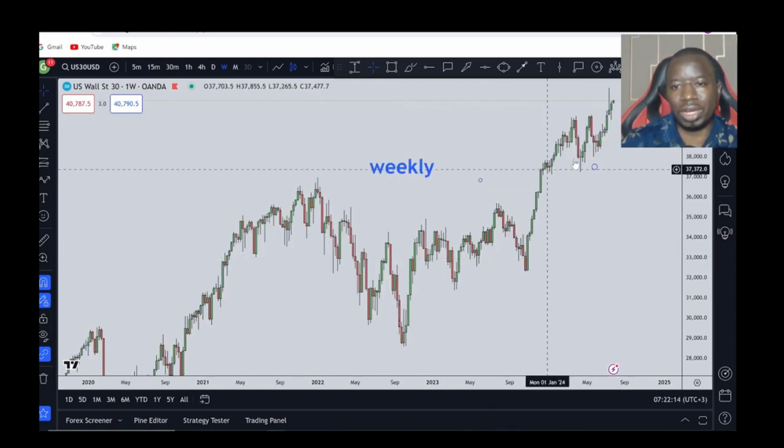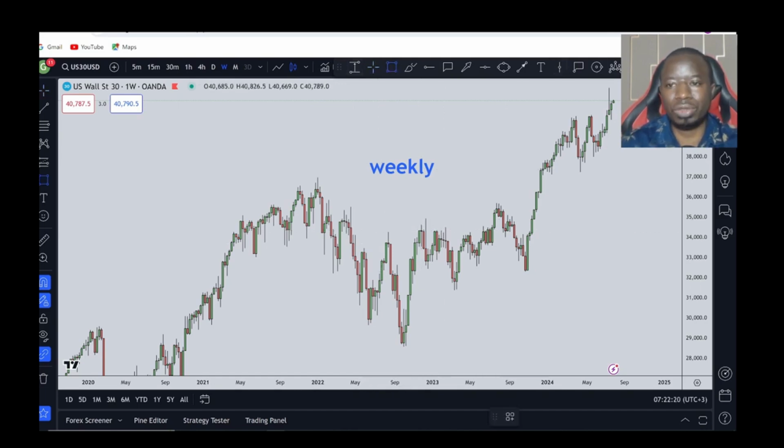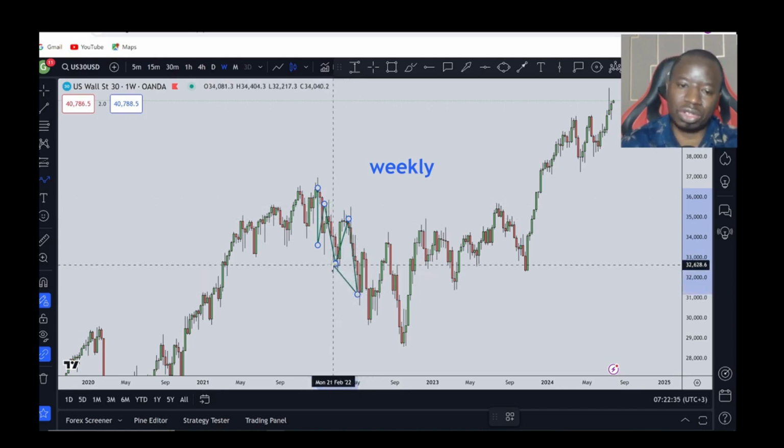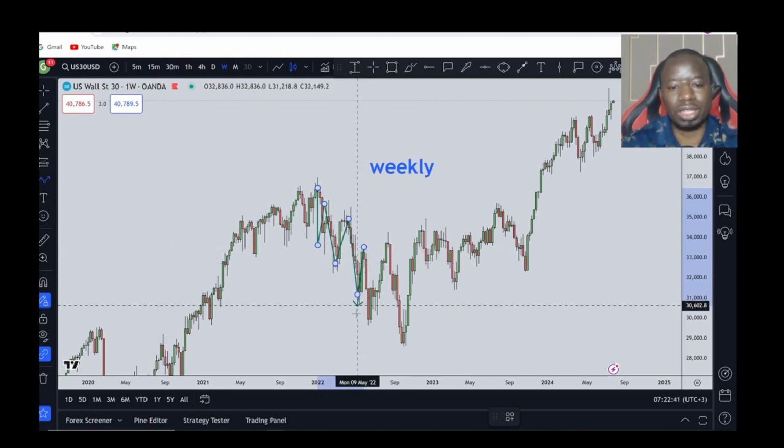Now, this is the weekly time frame. I also want us to dissect it a little bit. What we see in this weekly time frame is that price previously was making a series of lower lows and lower highs. It's a low that is lower than the previous low. This is a high that is lower than the previous high, making it a lower high. This is a low that is lower than the previous low, making it a lower low.